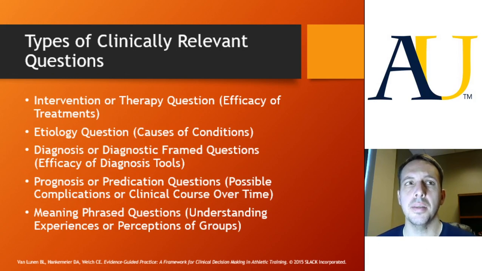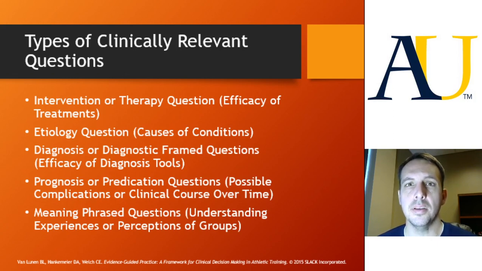And so questions like this stem from the idea of does the use of ultrasound increase healing? Does it lead to increases in range of motion? All those different ideas of does a therapy work are all examples of intervention or therapy questions. But that's just one of the different types. An etiology question now focuses on the causes of conditions.